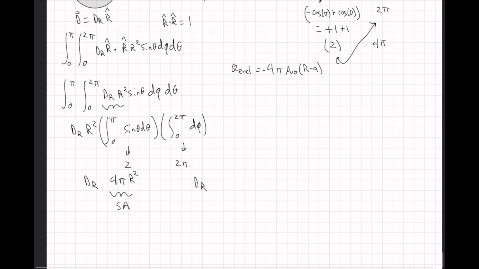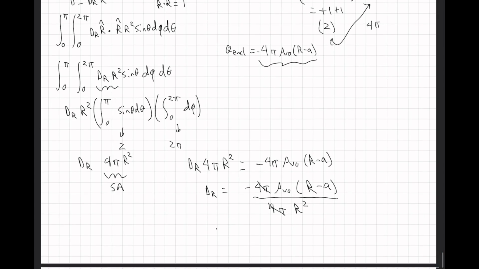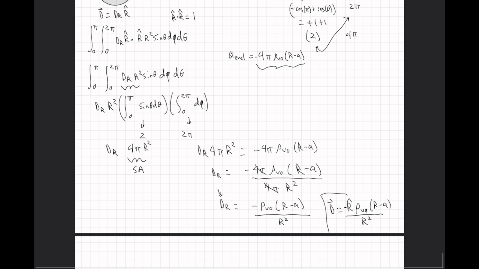So now we have Dr times 4 pi r squared is equal to the Q enclosed, which we found over here, negative 4 pi rho v naught times r minus a. We'll isolate for Dr. Dr is equal to negative 4 pi rho v naught times r minus a divided by 4 pi r squared. These 4 pi's will cancel. We get Dr is equal to negative rho v naught times r minus a over r squared. So we could say that D is equal to r hat, because this was the magnitude of D, and we know D only points in the r hat direction. So we get negative r hat times rho v naught times r minus a over r squared. So this is for the region r greater than a, less than b. Sweet.